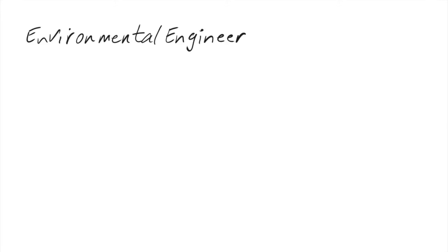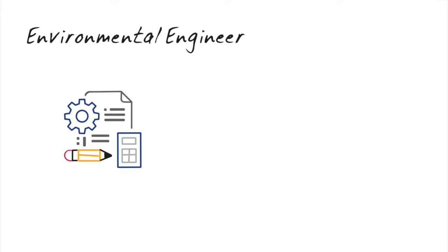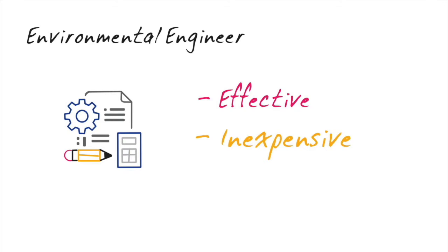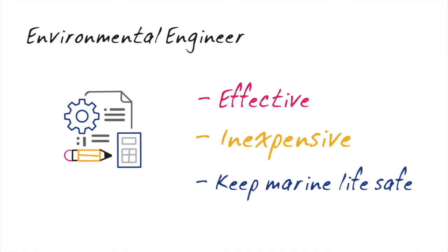When an oil spill occurs, it is the job of an environmental engineer to develop a system to quickly clean up the spill by containing and removing as much oil as possible. The cleanup must be effective and inexpensive, and have no negative impact on the marine life that will be impacted by the cleanup. There are 3 main methods that environmental engineers use to clean up oil spills.